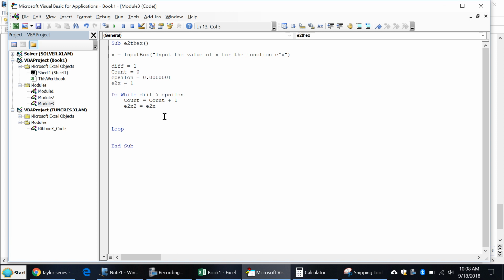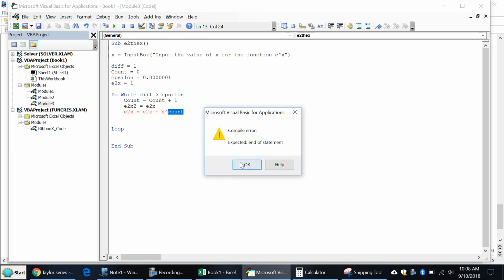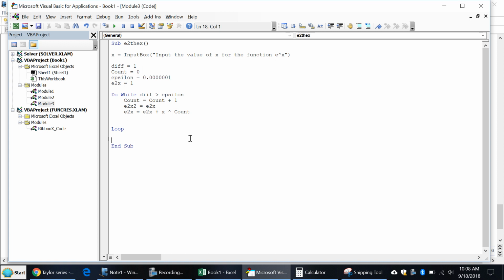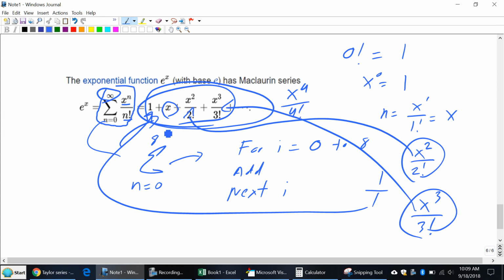So if you're a little confused, don't get too upset. And then I'm going to say e2x is going to equal, and this is the only hard part of the function, it's just going to equal e2x, which is what I had, plus x raised to count. Okay, but that's not too bad, because we can see that this counting just starts out at 0, then it goes to 1, to 2, to 3, to 4. So this x raised to the count is just this guy right here getting iterated out.